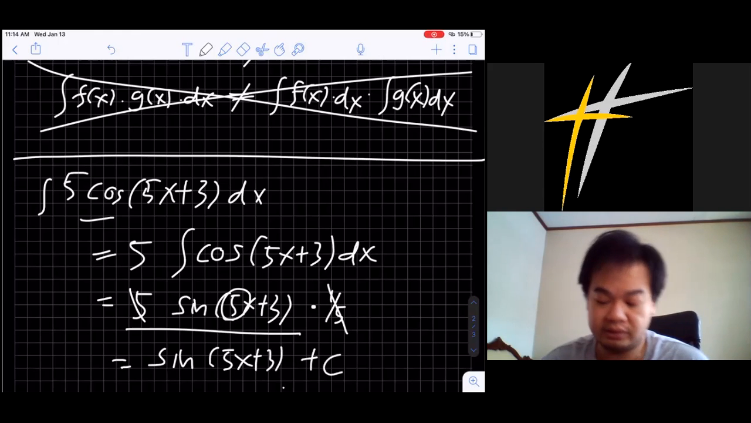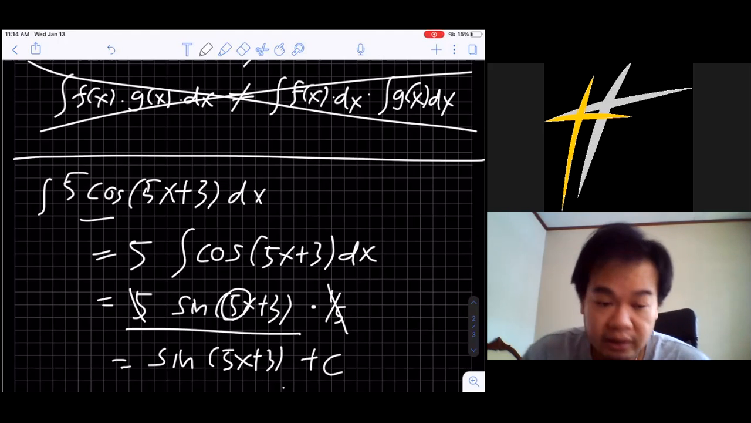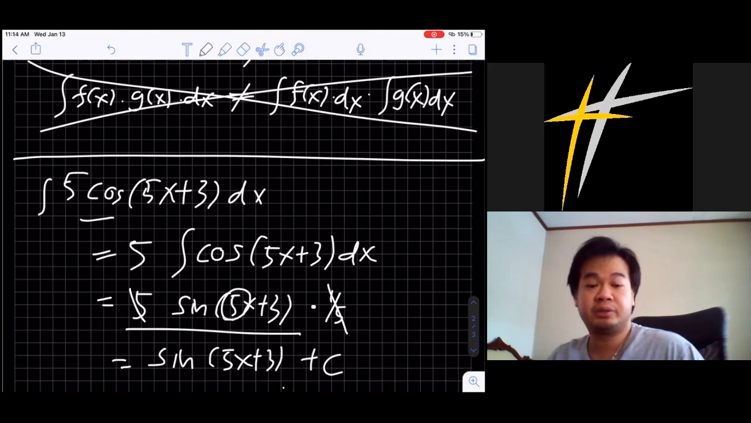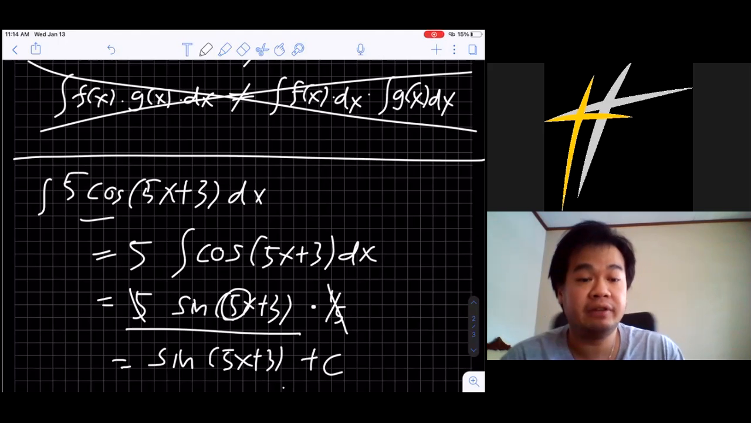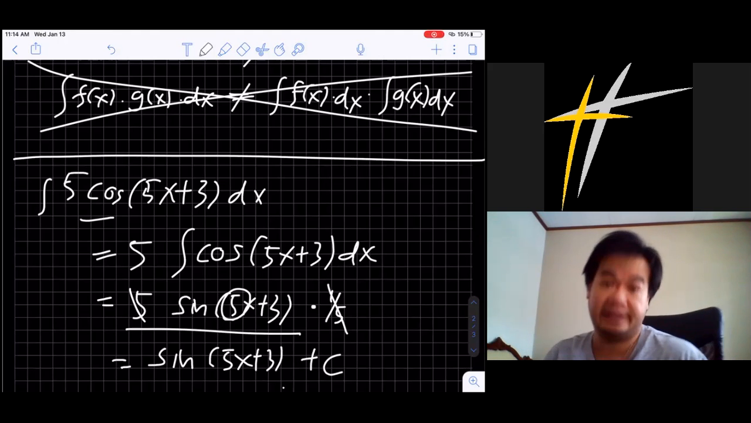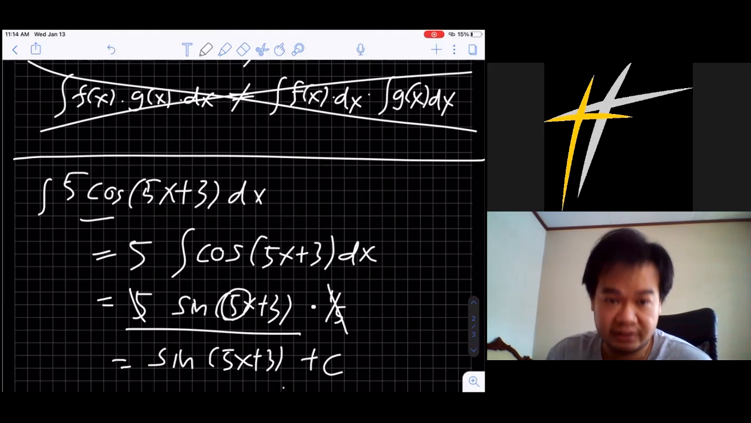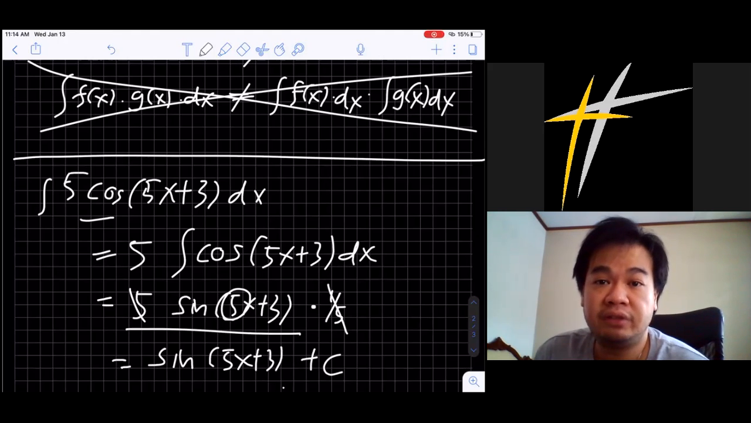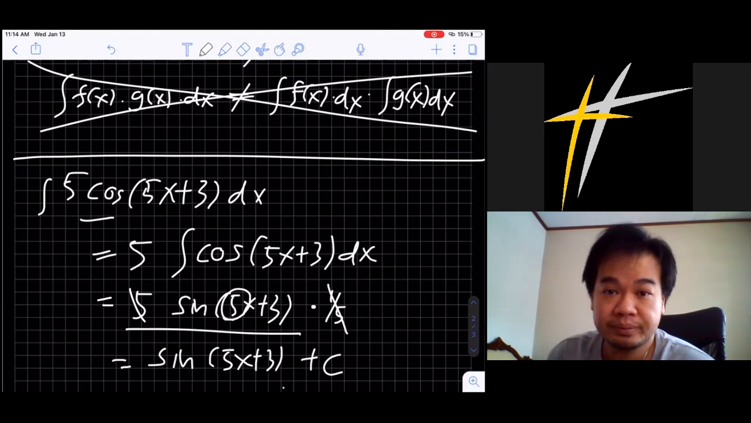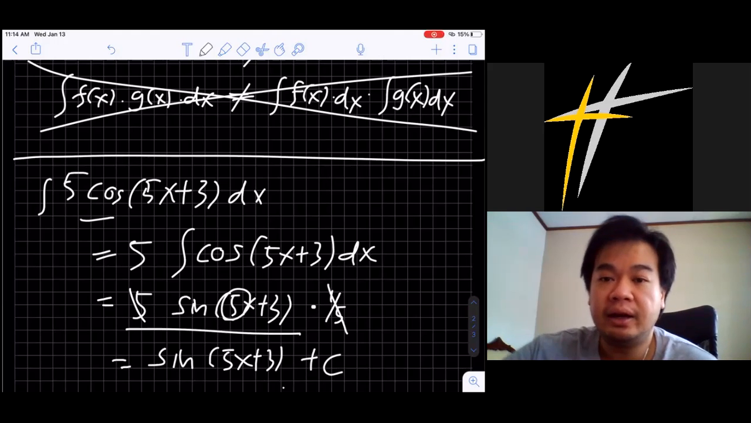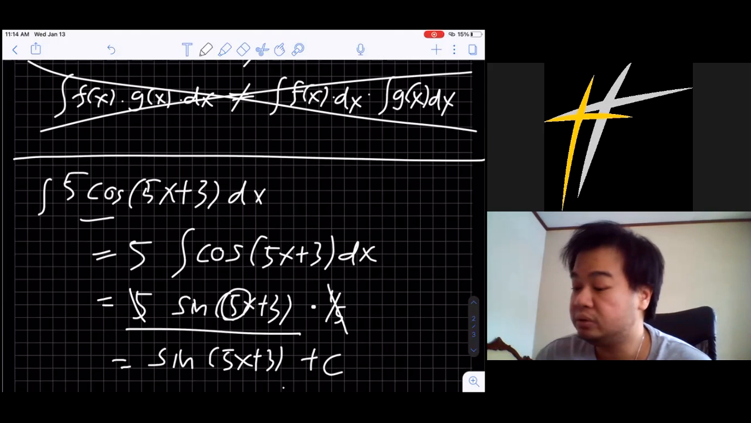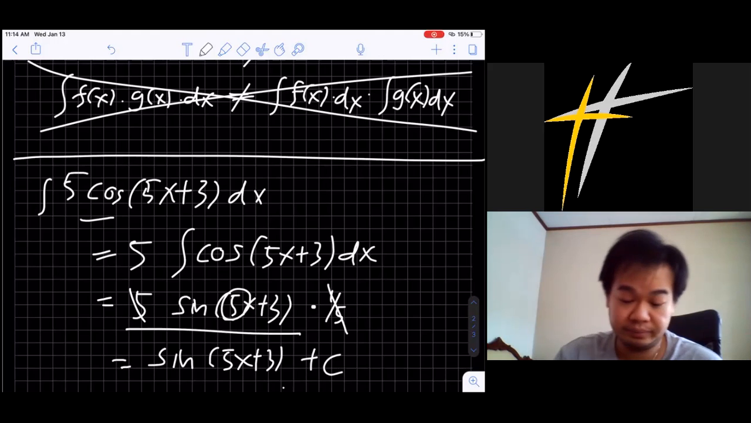Don't forget the plus c. Now you need to check: is the derivative of 1 over 5 sine 5x plus 3 equal to cosine 5x plus 3? The answer is yes. So be careful when you have a function you want to integrate where it is a composite function. Be careful with the derivative of the inside function. Okay? And then move on to the next property.